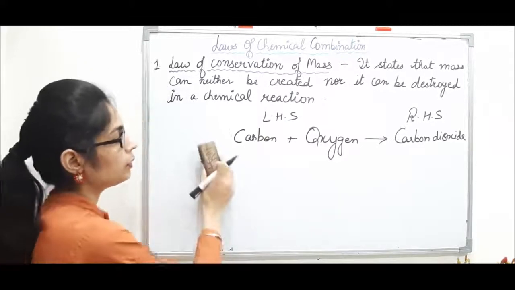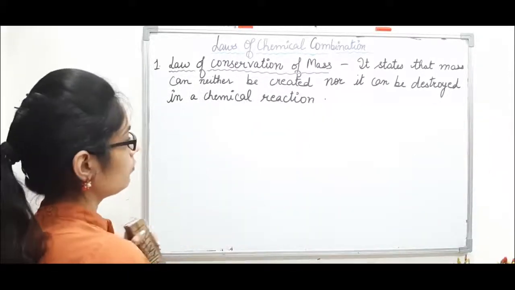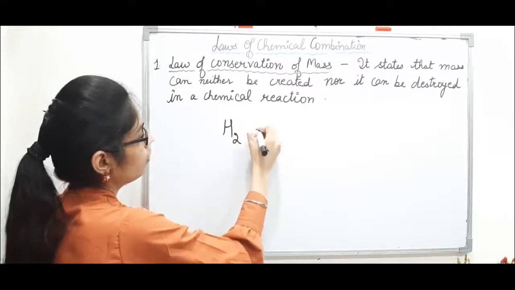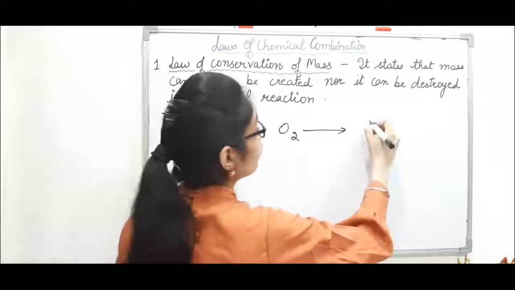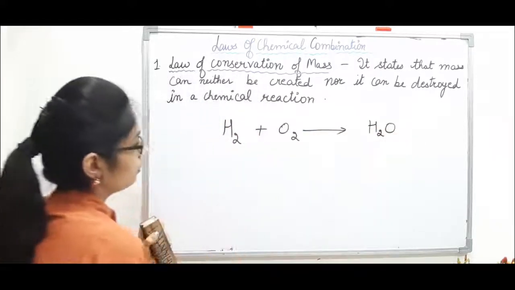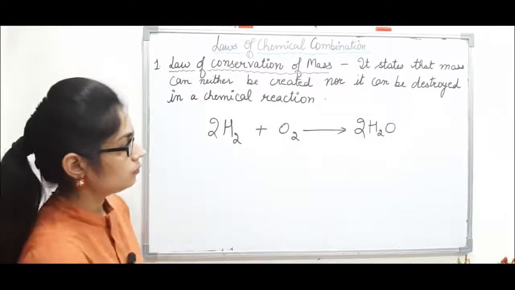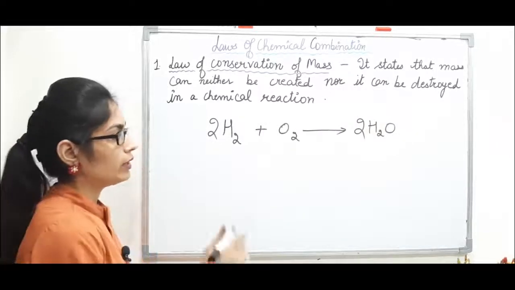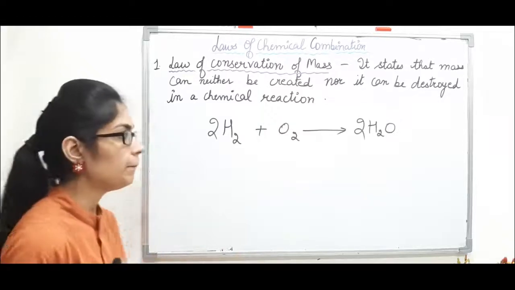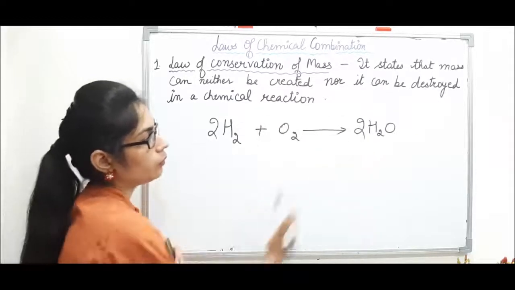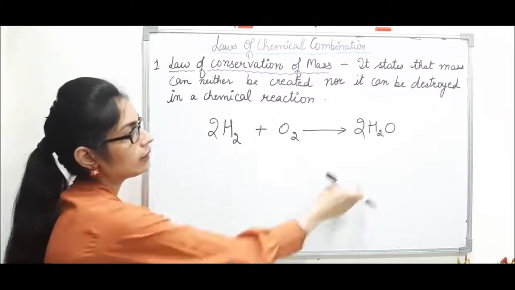Let's take an example of water. Hydrogen and oxygen react or combine chemically to give us water. We always have to balance the chemical equation. Balancing means the number of atoms of each element on both sides should be the same. That's why I have written 2 here and 2 here. We have to balance the number of atoms now. These are the reactants and this is the product.